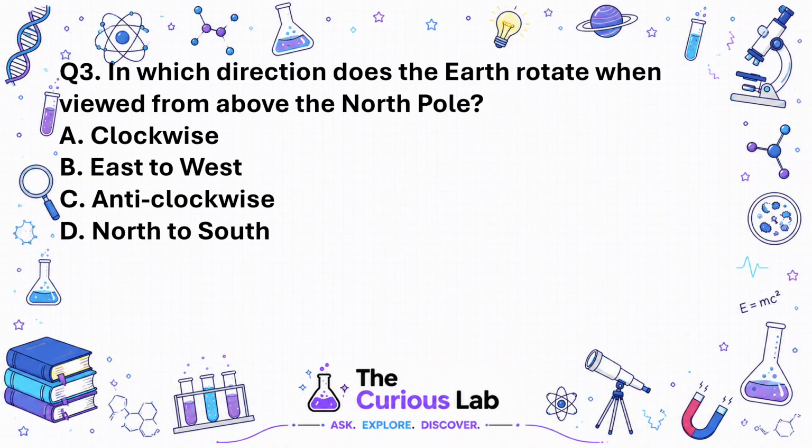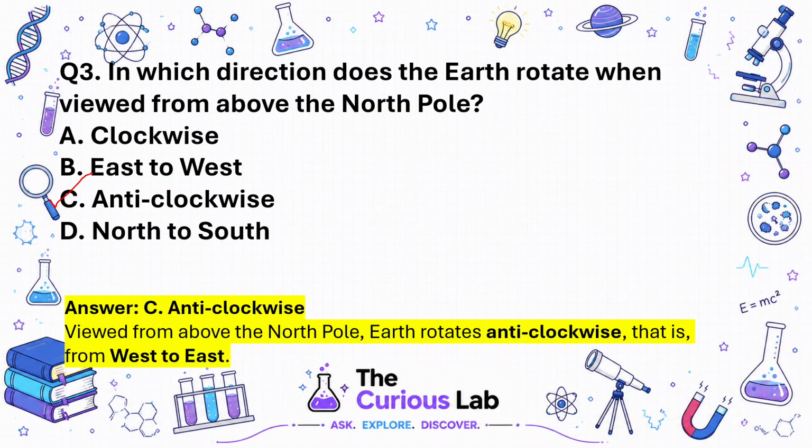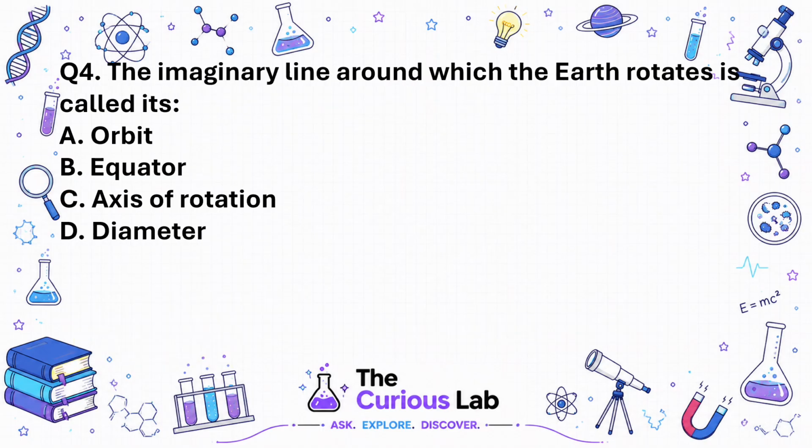Next question. In which direction does the earth rotate when viewed from the North Pole? So when we view it from the North Pole, the earth rotates in anti-clockwise direction. The answer is C. Next question. The imaginary line around which the earth rotates is called its axis of rotation.